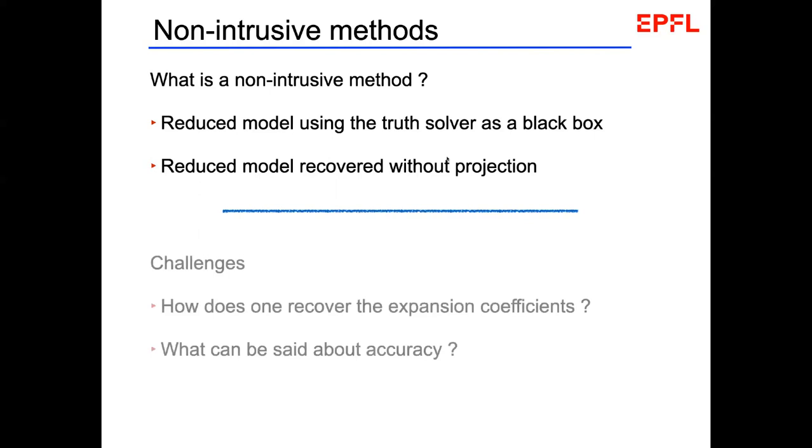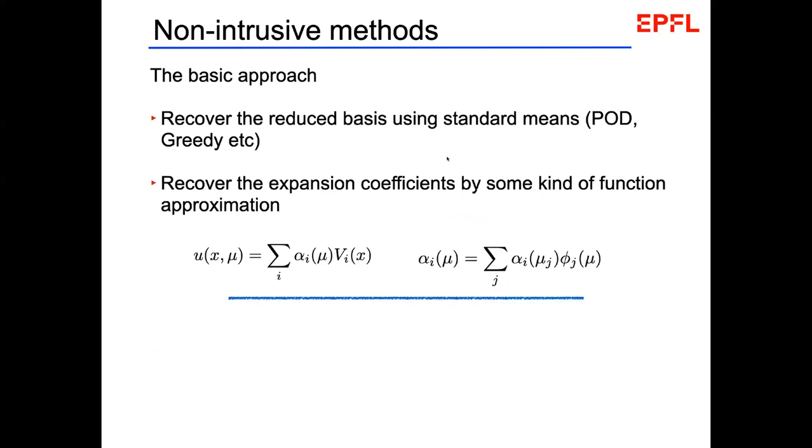And then, of course, what can you say about accuracy? So how would one do that? Well, the simplest way is that you do some sort of function approximation. You say here on the left, the solution u is a linear combination of the vectors v. The alpha depends on the parameters mu. I don't know how they vary. If you do intrusive, you have an equation for how to find the alphas.